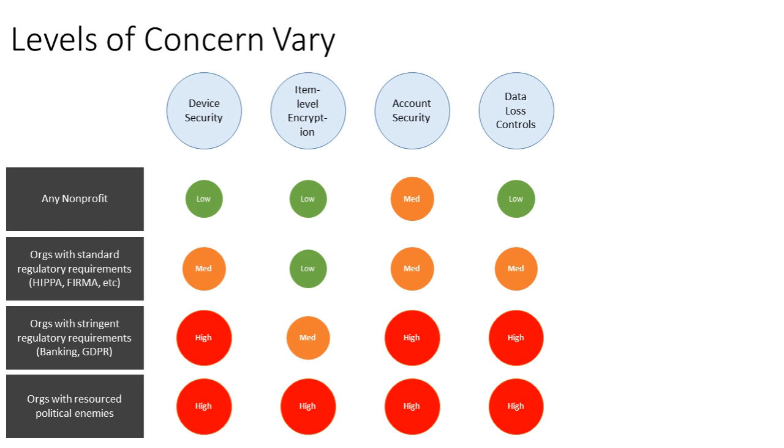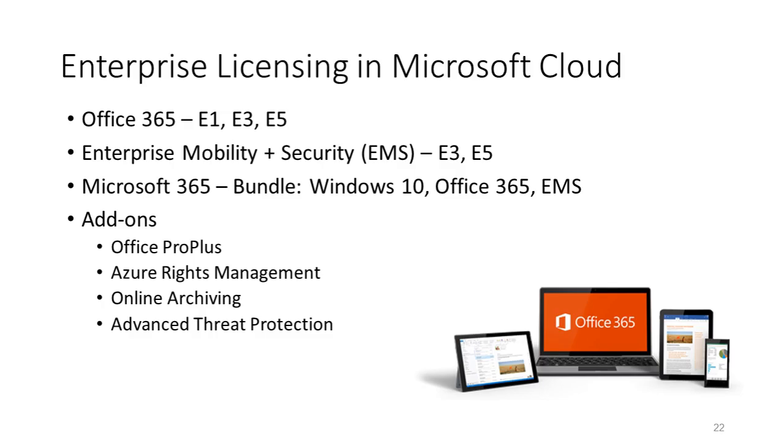Maybe you're working with banking information. That may require you to have a higher level of concern. And then finally, if you're an organization that has a mission that can be viewed from 2 different points, and you might have quote-unquote enemies out there, you might want to have the highest level of concern. So that was just the overview of how we're approaching this discussion. Now let's see how the licensing can work within that.